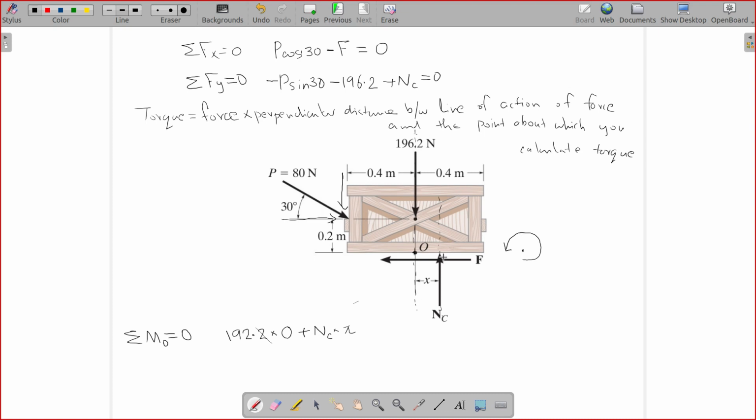Here, NC multiplied by X. NC tends to rotate the object about O in anti-clockwise direction, right? If you fix the object at the point O, and if you apply NC here, the whole object is going to rotate in anti-clockwise direction, right? So that's why we say the direction is anti-clockwise. So anti-clockwise, positive. Now consider the next force. Next, what will we consider? F.